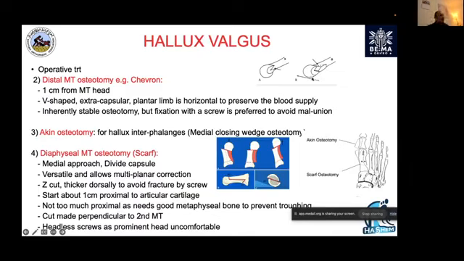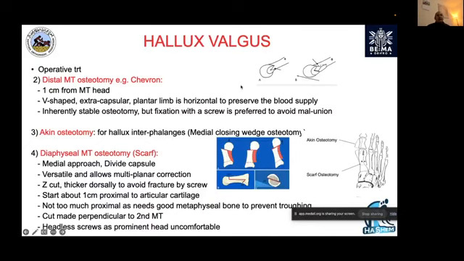What the chevron does is just correct the translation. As we agreed, the phalanx is going laterally, the head is coming medially. So all the chevron does is move the head back to lateral and the shaft to medial, and that's it. It doesn't correct the length, it doesn't correct the plantar and dorsiflexion, it only corrects the translation.